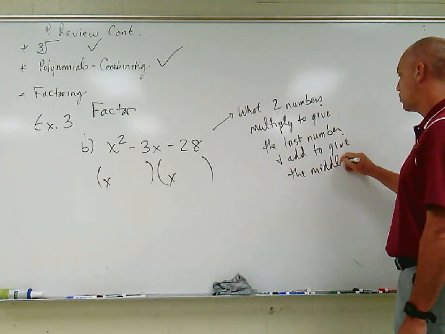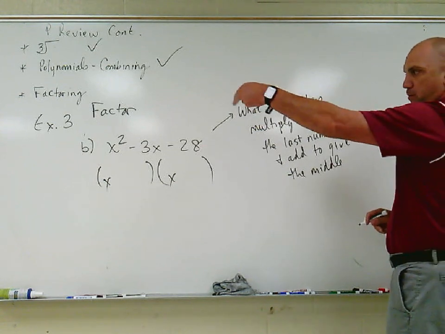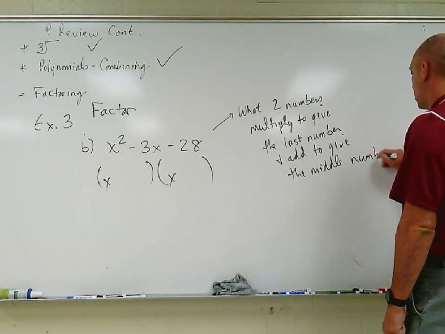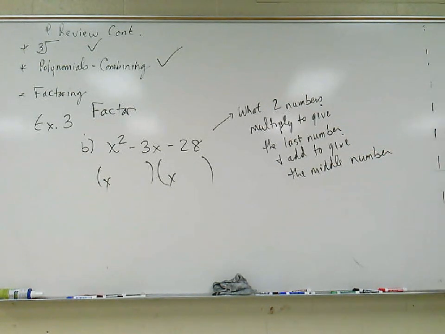When you have a quadratic where the number in front is a 1, it's a 1x squared, this is how you always factor, if it will factor. If there are not two numbers, then it won't factor. There should be two numbers that multiply to give what? What number are we trying to get? Negative 28, and add to give the middle.